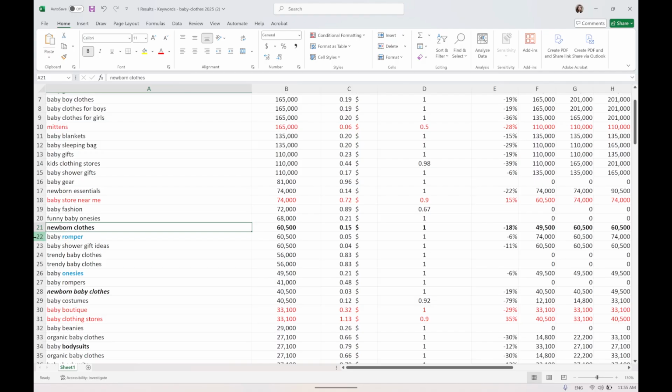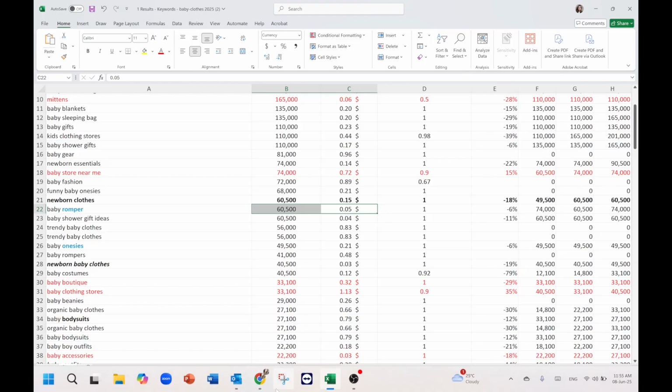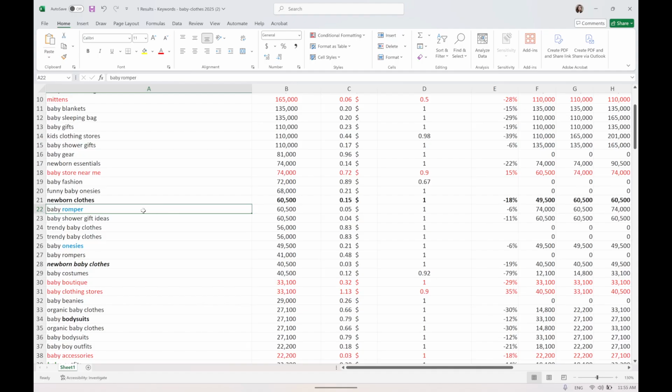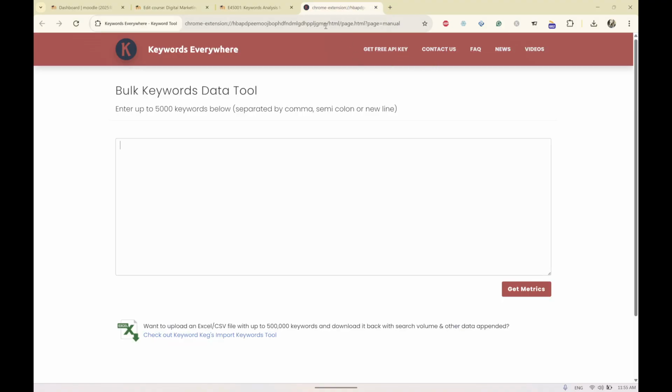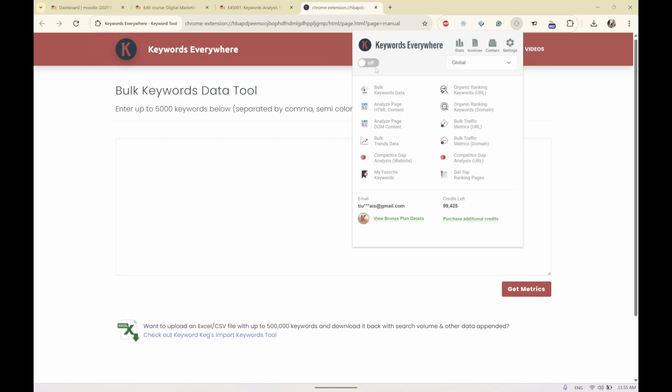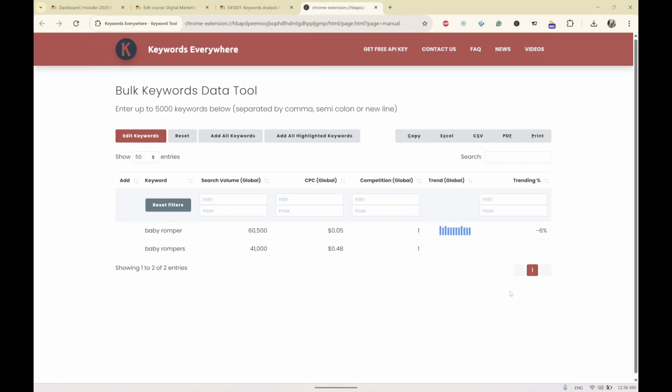Baby romper. Baby romper is a very important keyword for us. I don't believe that this is the correct metric, because I don't think nobody is bidding, or there is very little average CPC. So that's some of the mistakes that these kinds of analysis tools make. As I said in class, what is the best source to give the keyword metrics, and we all said probably Google, right? Google is the best. However, for the cost efficiency here, this is one of the best that we could go for.